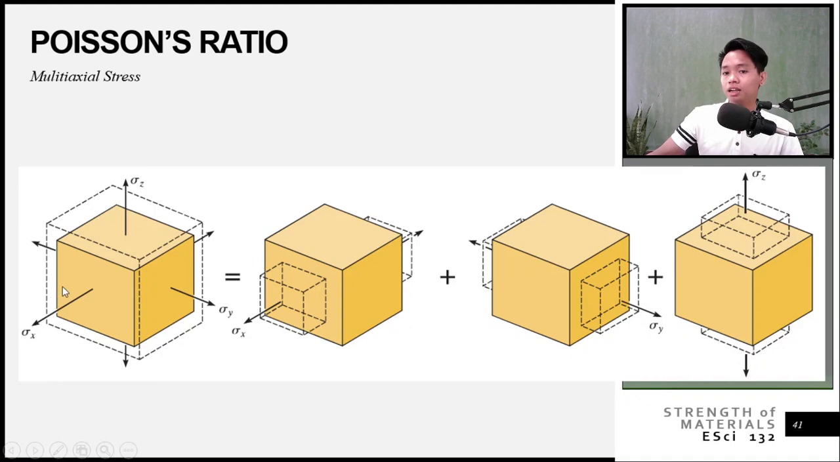Dili lang. Napa na siya'y strain due to the stress at Y and the strain due to the stress at Z. Then so on and so forth. Sa Y pod mo gihapon. Diba? So meaning, a strain on an axis is mainly caused by three stresses acting on the body.